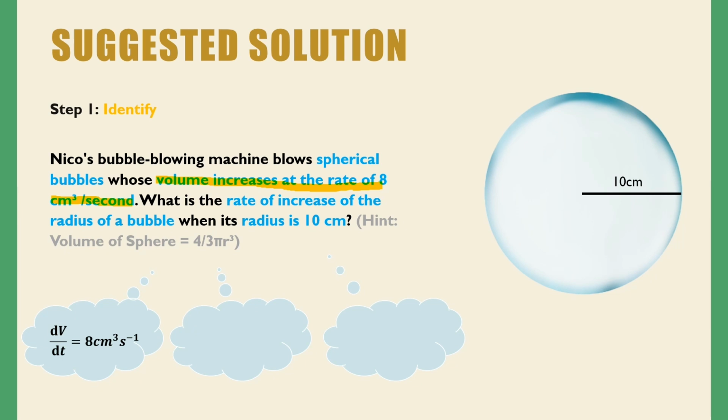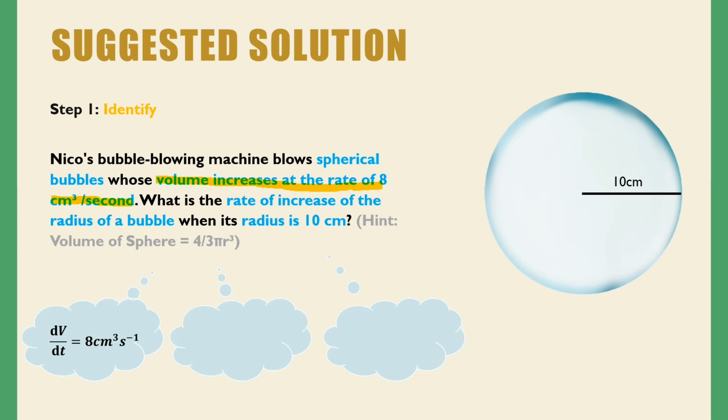Why is our value positive? Because it's stated that the volume increases. But what if the question stated that the volume decreases? Of course, our value must be negative.